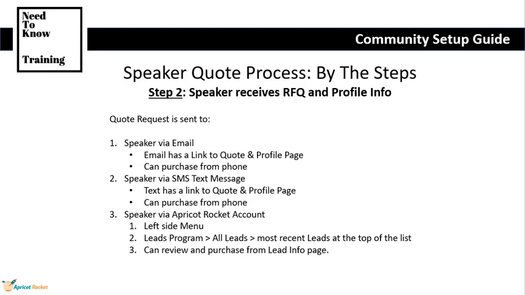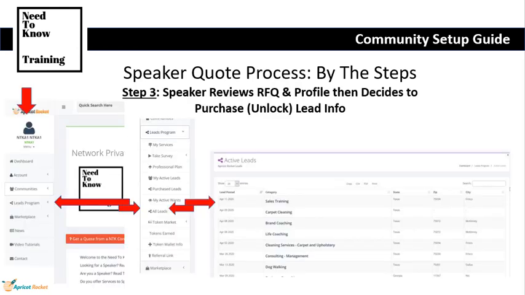And so the speaker is going to receive an email, they're going to receive a text message, and they're going to be able to log into their account and go look at the list of leads. So if they get an email, they'll have a link they can click on that'll take them to a quote and profile page where they can purchase. They can do this from their phone, whether it's an email or a text message, and then again they can log in. So if you're logging into your account, this is what it'll look like.